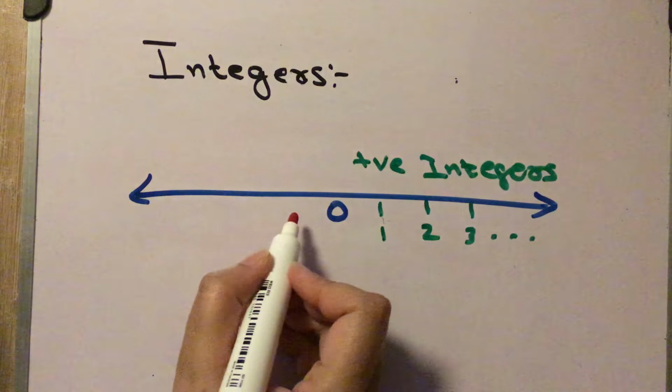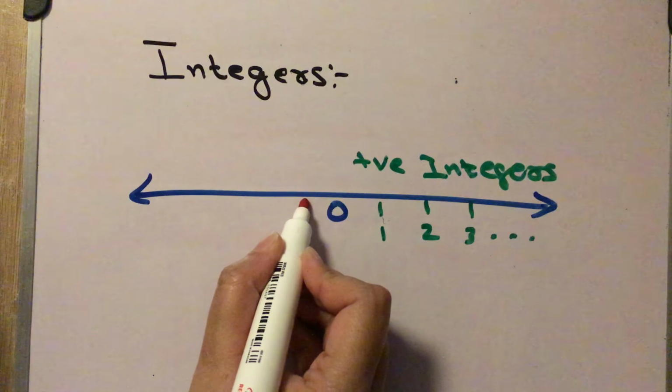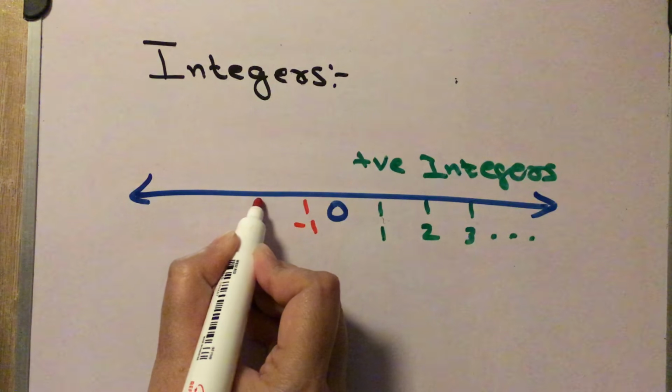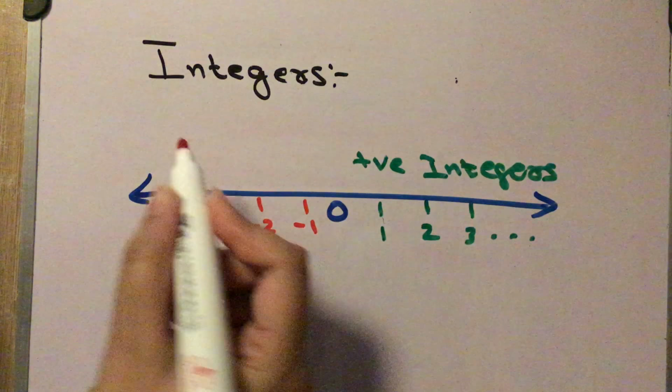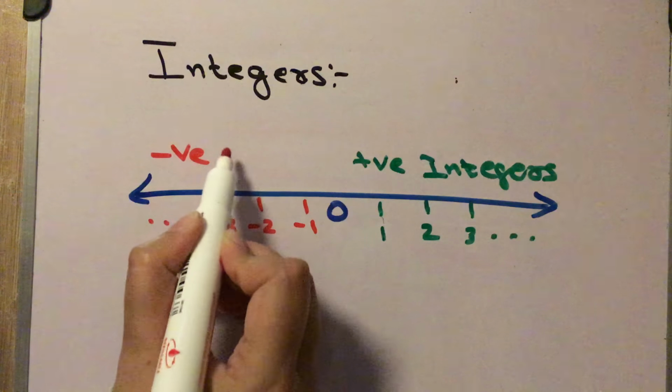And the numbers on the left side of the 0 are called the negative integers. In this case, -1, -2, -3 and so on. So they are called negative integers.